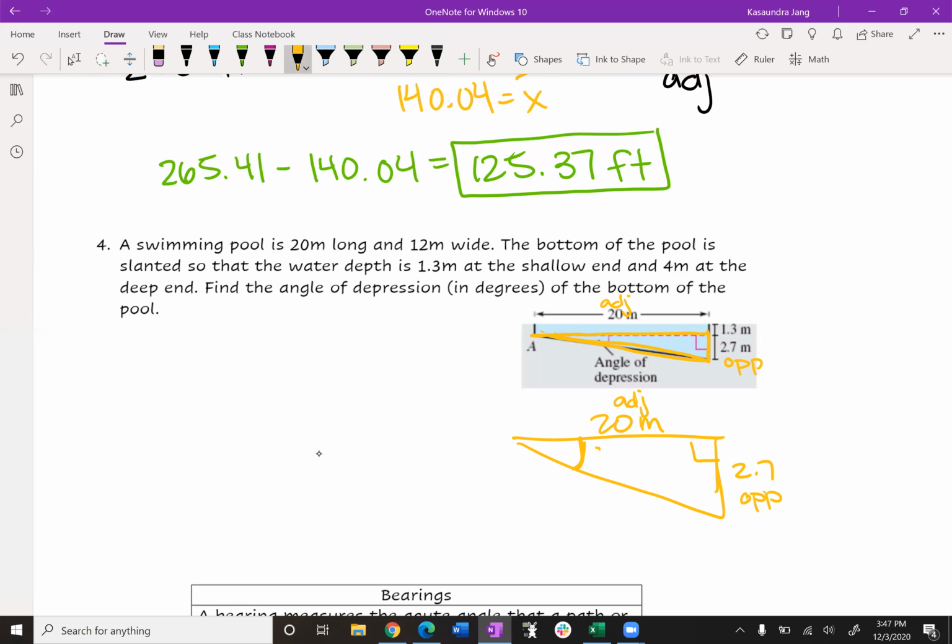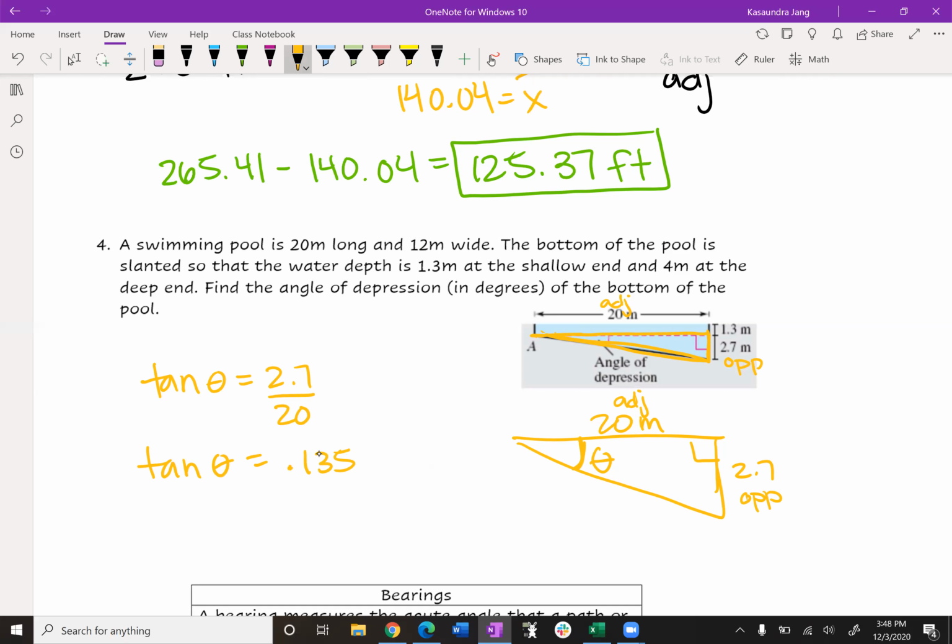I'm trying to find this angle of depression. So let's see, I'm going to do opposite over adjacent, which is tangent. So the tangent of this angle equals the opposite 2.7 over the adjacent 20. All right, so the thing that's a little different here is I don't know what the angle is. So I can do my 2.7 divided by 20, and I can get this down to 0.135.